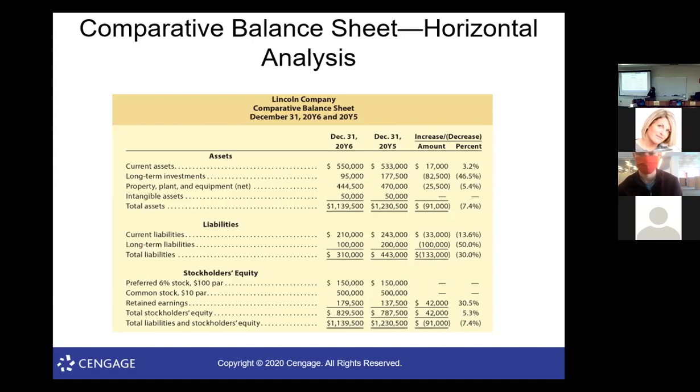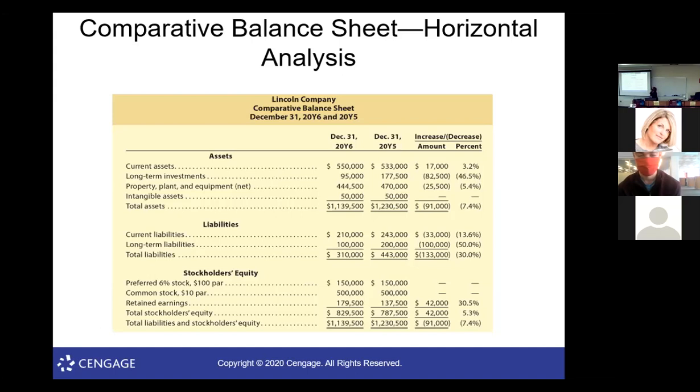Right, so long-term investments went down by 82,500, or 46.5%. That's a pretty big percentage change. So if I'm analyzing these financial statements, I can make the assumption that this company probably sold some of its long-term investments, right? That's the reason why investments would go down from year to year, because they sold some of them. So I don't have to ask management if that's what happened. I can pretty much infer that just by looking at that percentage change.